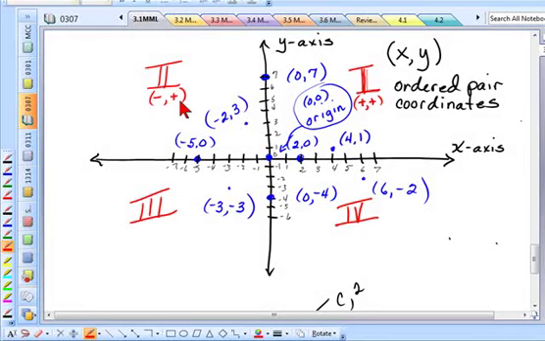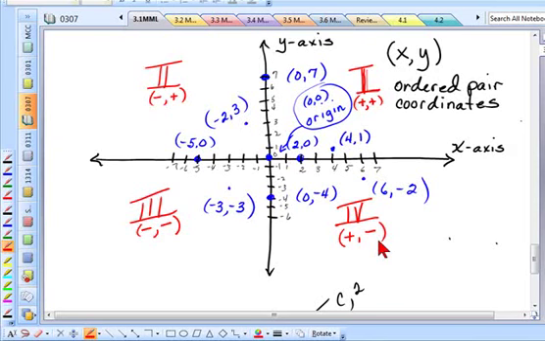Quadrant 3. What kinds of numbers will you find in quadrant 3? All negatives. Yes, because you will have gone left, which is a negative direction, and you will have gone down, which is a negative direction. And finally, for quadrant 4, what will it have as its signs? Positive, comma, negative.